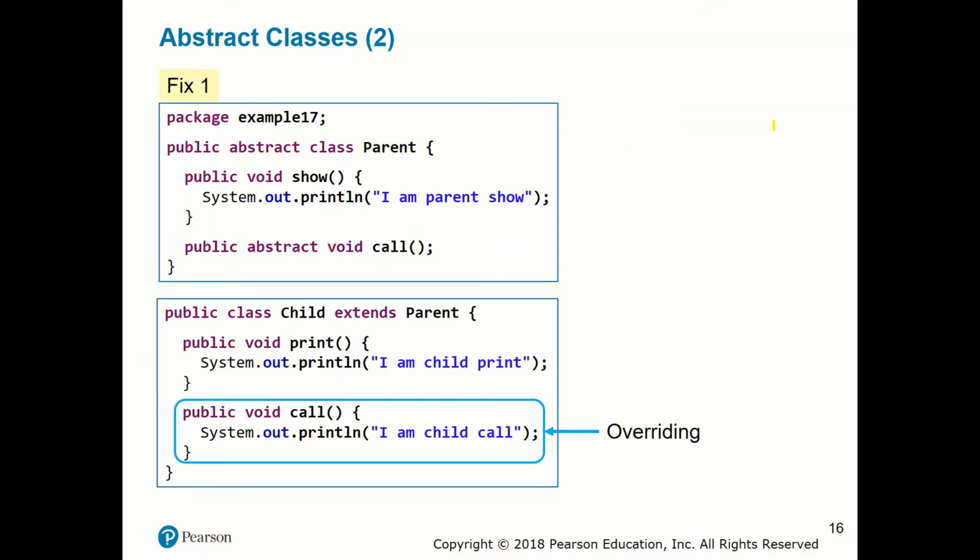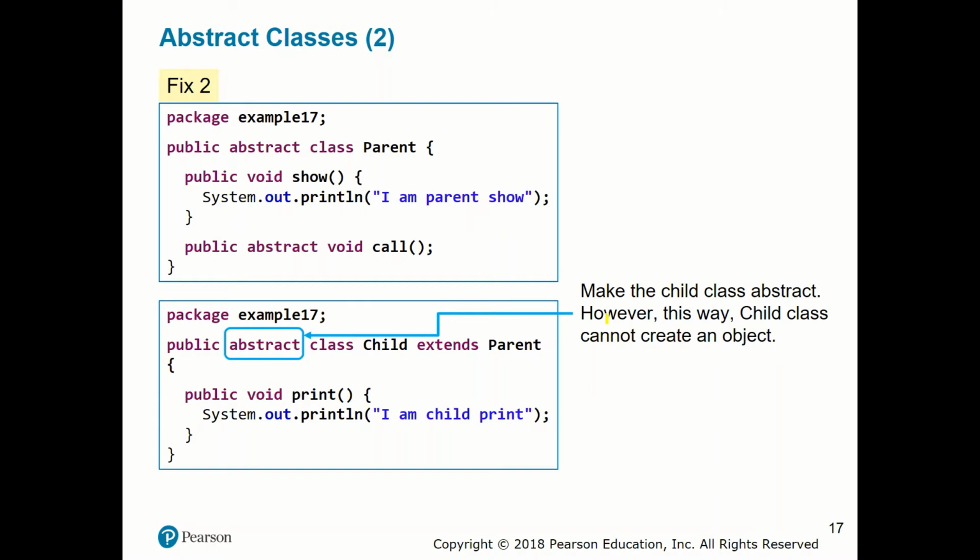There are two ways of fixing the previous compile error. One is just overriding the abstract method in the child class. So the parent is abstract, and there is an abstract method call, and the child class will override the call method like this. Then the compile error will disappear.